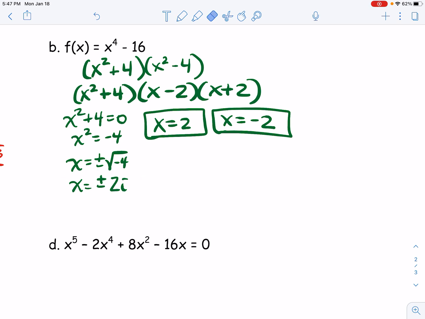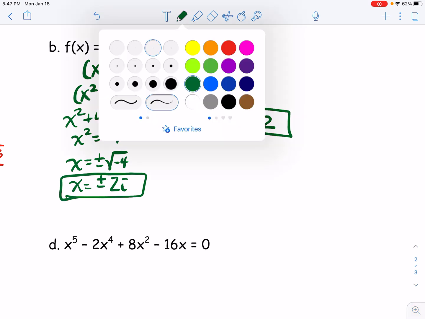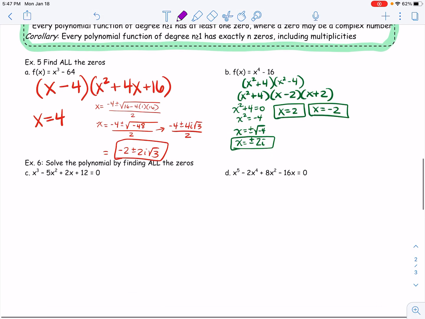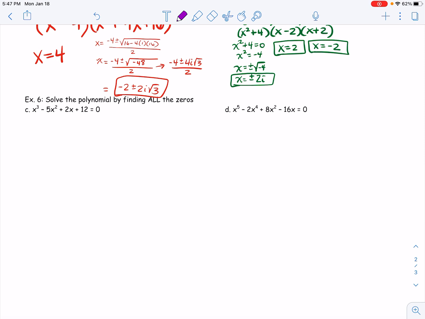So in total, how many zeros are there? Well, 1, 2, 3, 4. 4: 2 real, 2 imaginary. All right. And here we go, almost done. All right, so solve the polynomial by finding all of the zeros. So kind of the same thing.